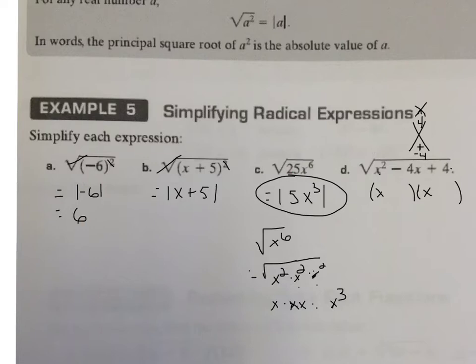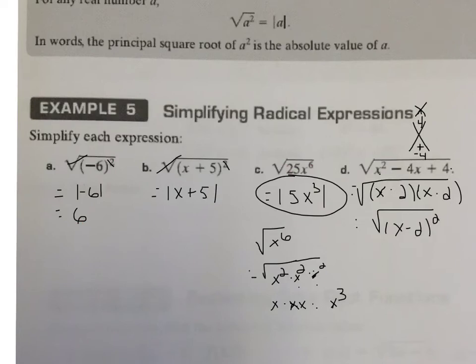Well, the numbers that multiply to 4 are 2 and 2, or 4 and 1. If we're going to make them add to -4, we could have -2 and -2. So this is what we have now: square root of x minus 2 times x minus 2. But x minus 2 times x minus 2 is x minus 2 squared. I know a lot of you guys remember on the test I made you write the squared, or I'm going to mark you down. This is why. You have to know that x minus 2 times x minus 2 is x minus 2 squared.